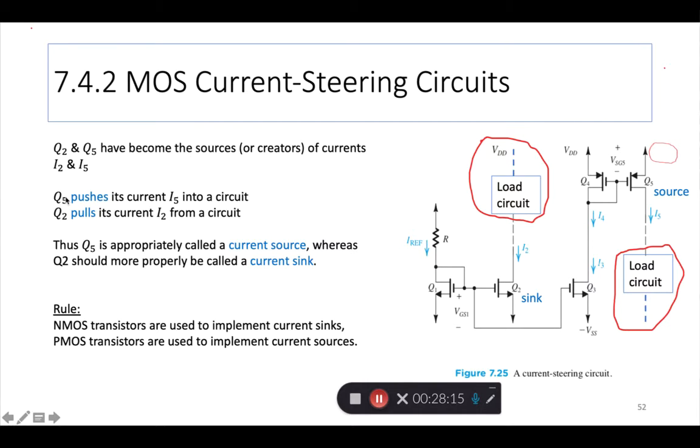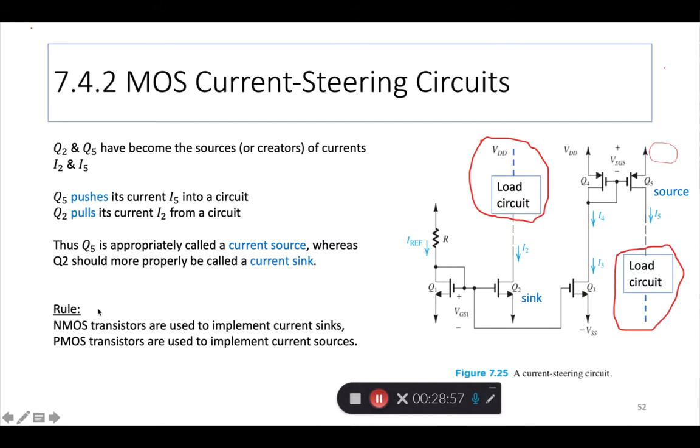So based on the idea of Q5 pushing something, he says Q5 can be called a source. Similarly, the idea that Q2 is pulling something, or the current is first flowing through the load and then entering into Q2, we can call Q2 a current sink. So many times in circuits you're going to see the words source and sink used for transistors and smaller sub-circuits, and you must understand what we're talking about. So I hope this helps.